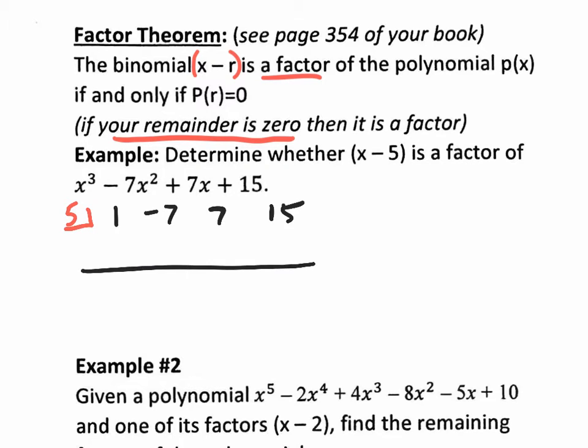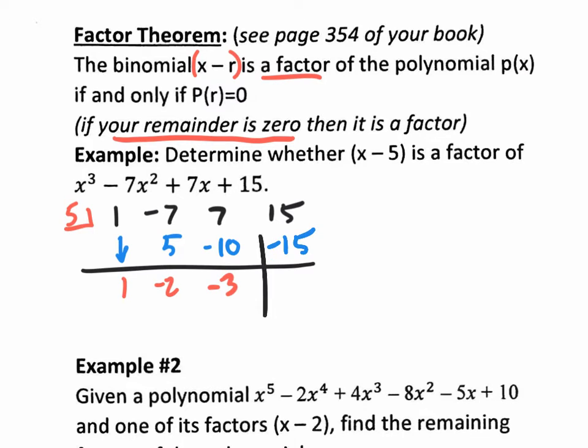Let's do synthetic division. 1 plus nothing is 1. 5 times 1 is 5. Negative 7 plus 5, negative 2. Thank you for participating. 5 times negative 2, negative 10. 7 and negative 10, negative 3. There you go. And 5 times negative 3, negative 15.